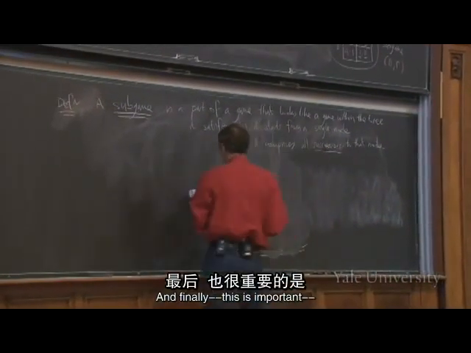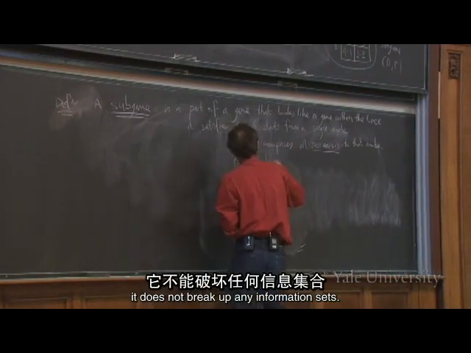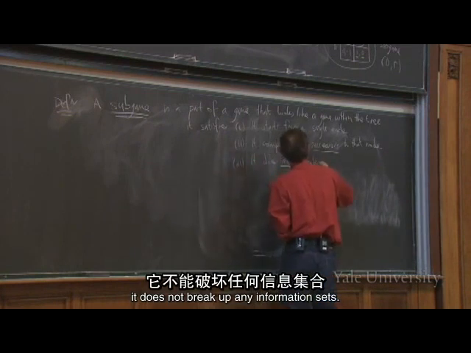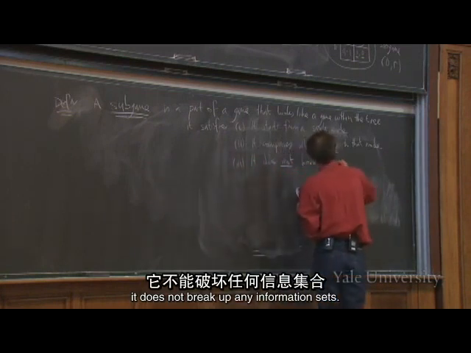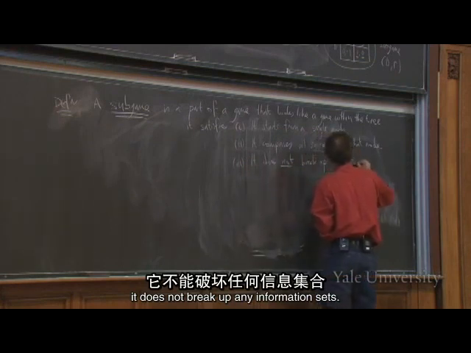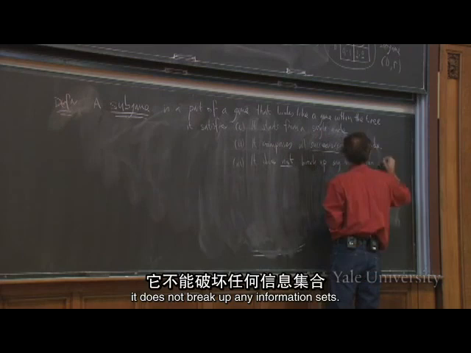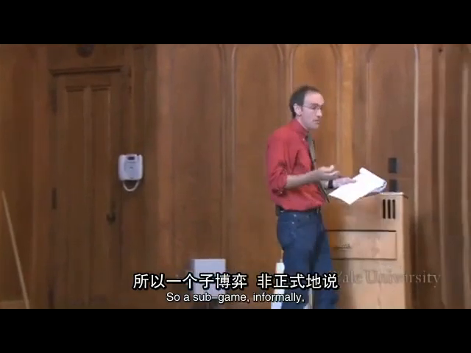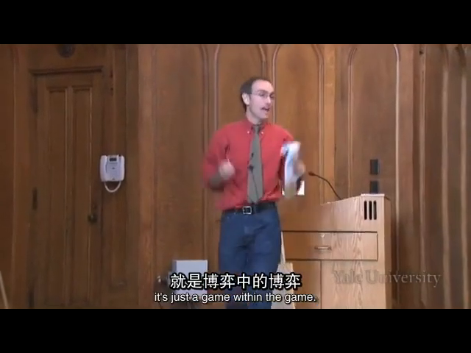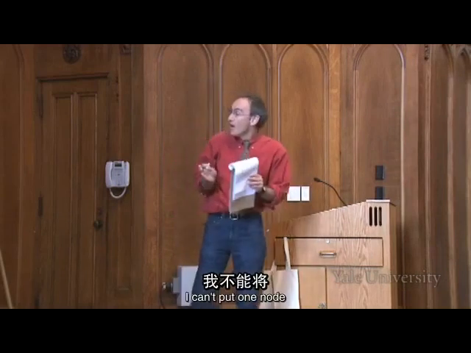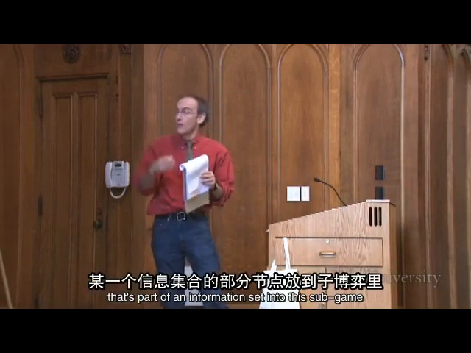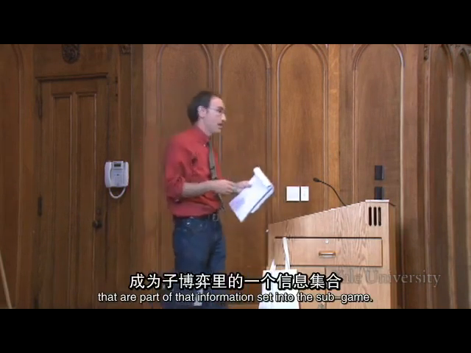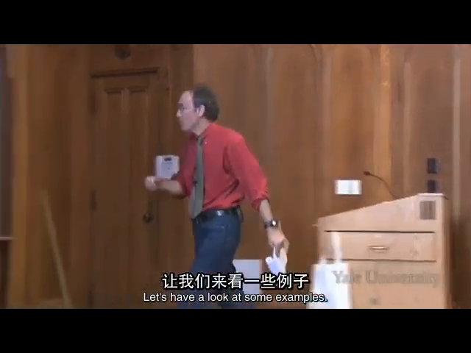And finally, and this is important, it does not break up any information sets. So a subgame, informally, it's just a little game within the game. But slightly more formally, I can't put one node that's part of an information set into this subgame unless I'm going to put all the nodes that are part of that information set into the subgame. All right? Let's have a look at some examples.